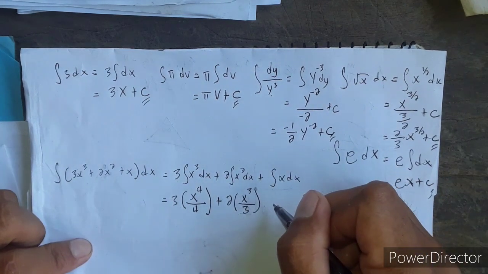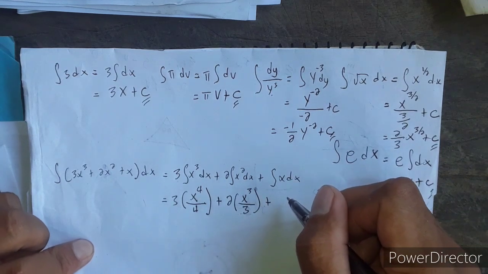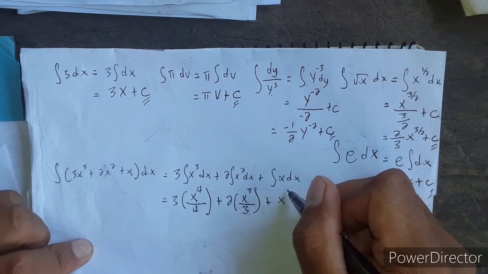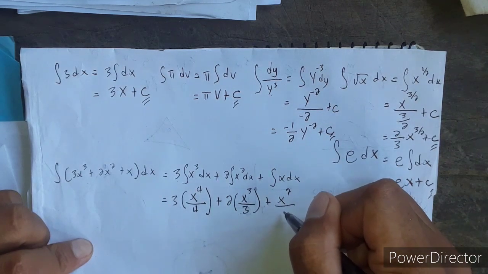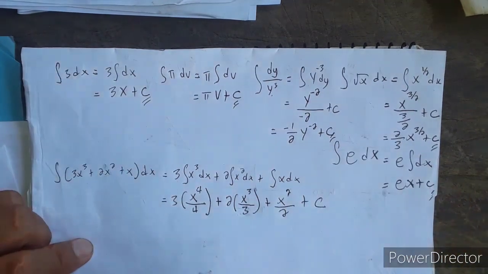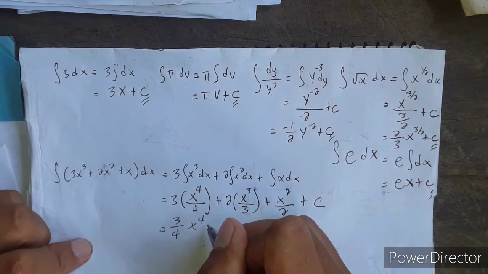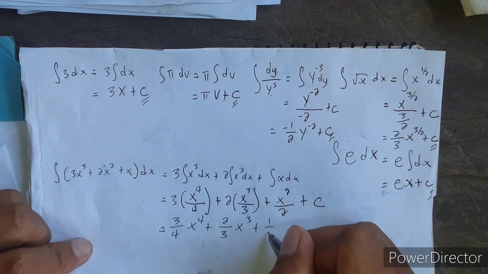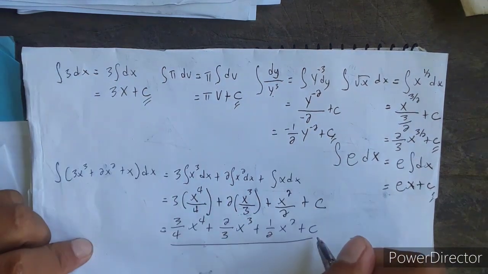Then let's go to the last term. We have the integral of x dx. We add 1 to the exponent, so it becomes 2, and divide the function by its exponent, which is 2, and don't forget to add c. So it is equal to 3 over 4 x raised to 4 plus 2 over 3 x raised to 3 plus 1 over 2 x raised to 2 plus c. That would be our final answer.